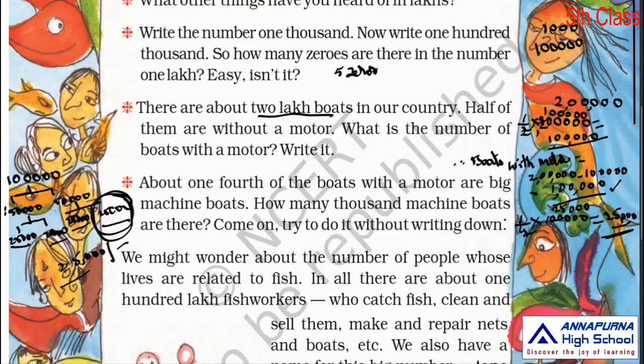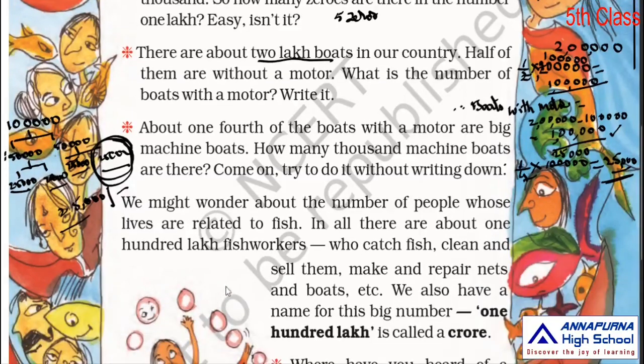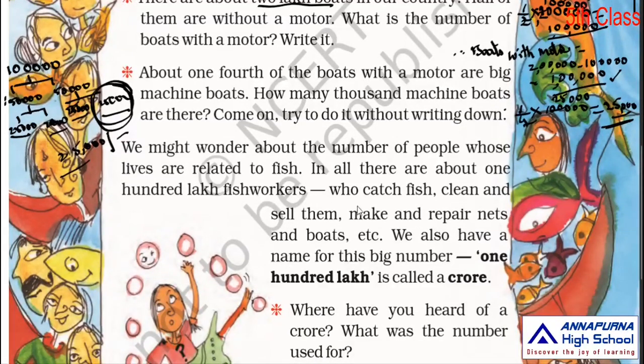Now next, we might wonder about the number of people whose lives are related to fish. In all, there are about 100 lakh fish workers. 100 lakh. What is this? These are people who catch fish, clean and sell them, make and repair nets and boats, etc.